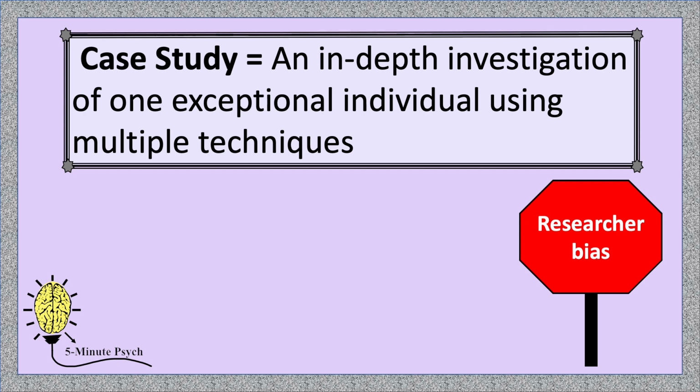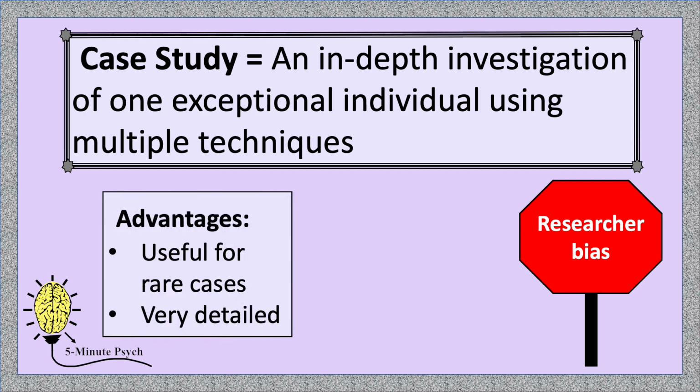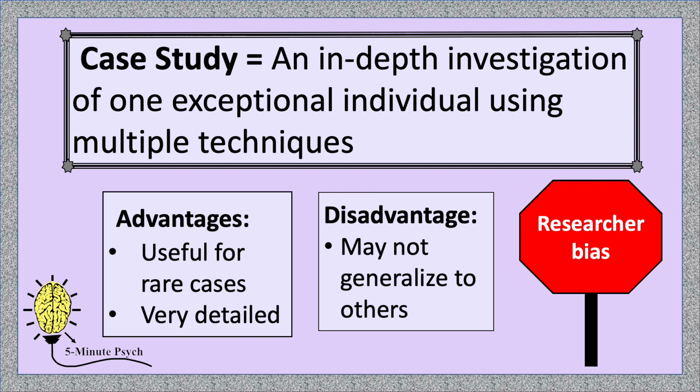Nonetheless, the case study is really the only useful method we have to study these rare exceptional cases, since it's so detailed. But on the flip side, a case may be so exceptional that whatever you find out about them may only be true about them. And then you can't take their results and generalize it to other people, which is ultimately what we want to do in research, right?